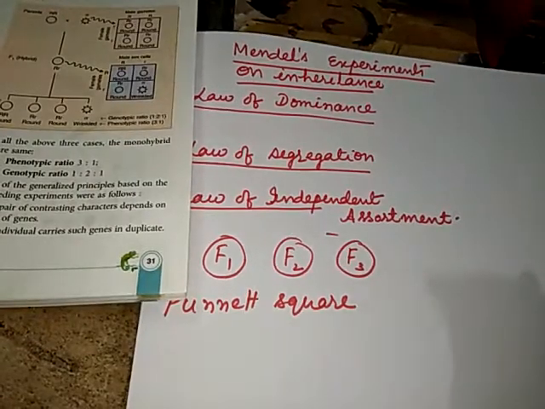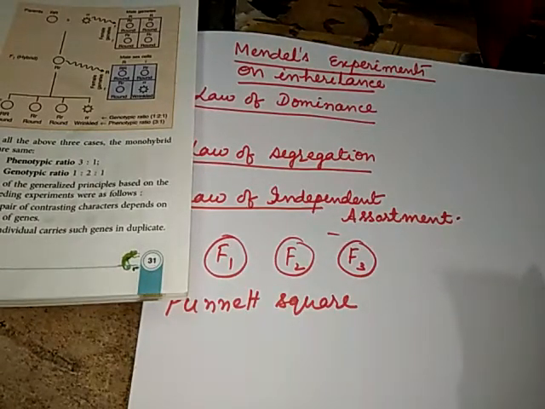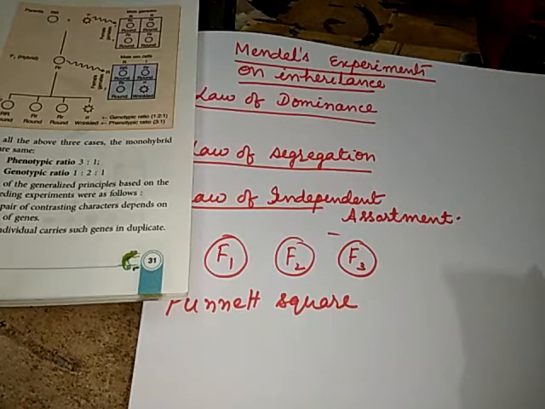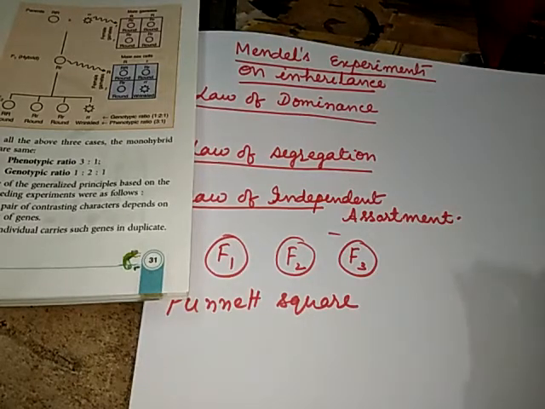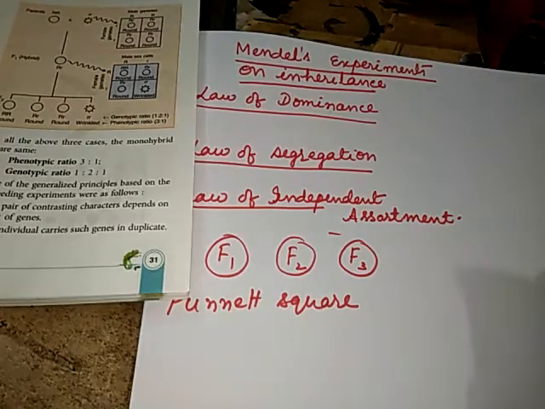So students, Mendel's experiments on inheritance. The basic principles of genetics were discovered for the first time by Gregor Johann Mendel in the mid 19th century. Mendel was an Austrian monk, as we have already gone through. He selected the garden pea, Pisum sativum, and pointed out seven pairs of contrasting characters from it.